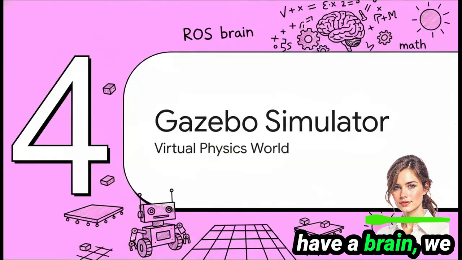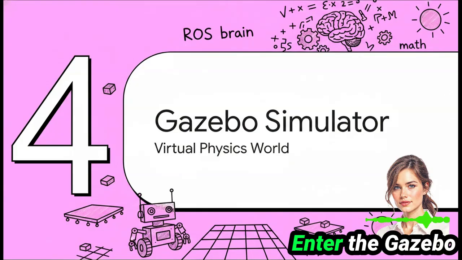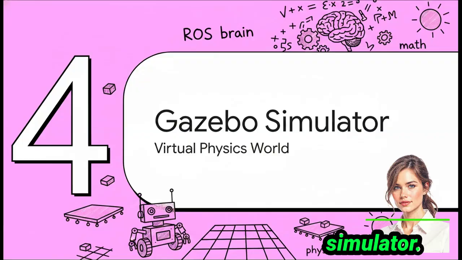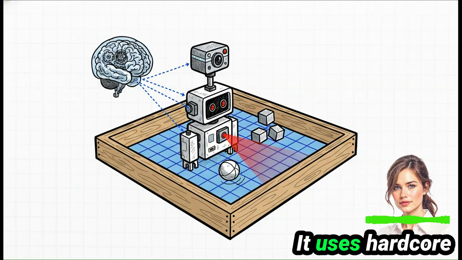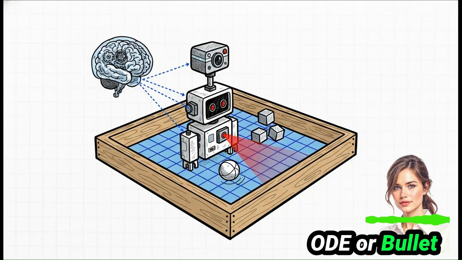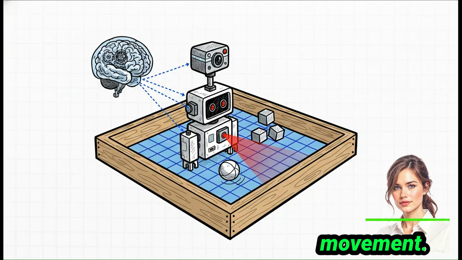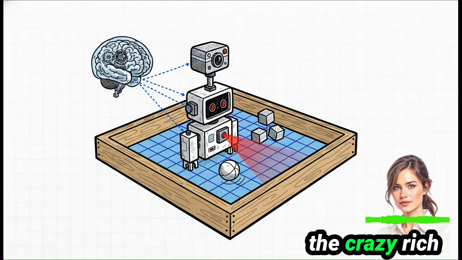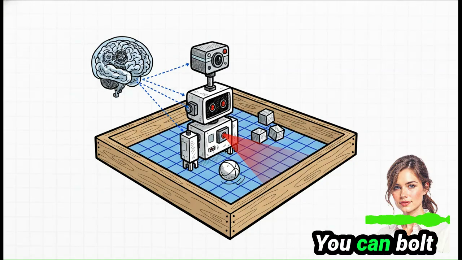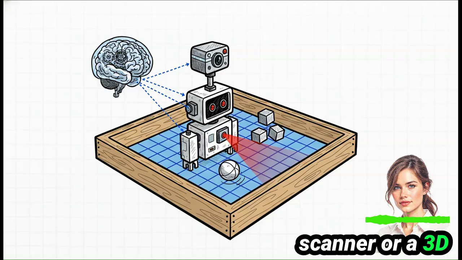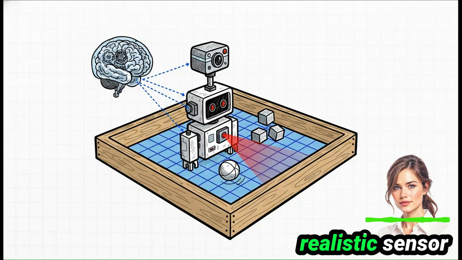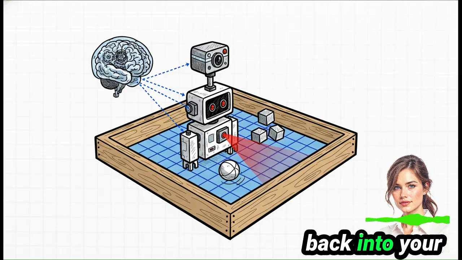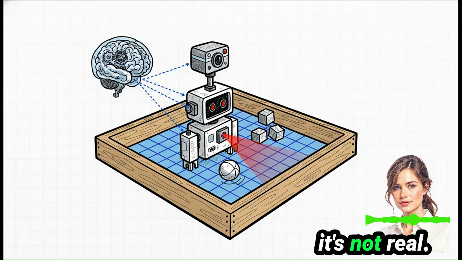Now that we have a brain, we need a world. Enter the Gazebo simulator. Gazebo is literally our virtual physics playground. It uses hardcore physics engines like ODE or Bullet to simulate dynamic movement. It gives us awesome 3D graphics, and the best part? The crazy rich sensor support. You can bolt a virtual laser scanner or a 3D camera onto your digital robot, and Gazebo will feed perfectly simulated, realistic sensor data right back into your ROS brain. It doesn't even know it's not real.